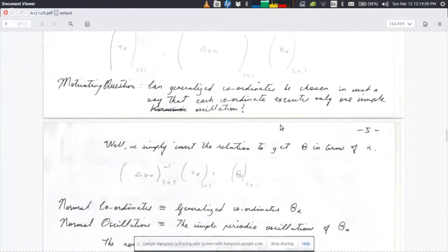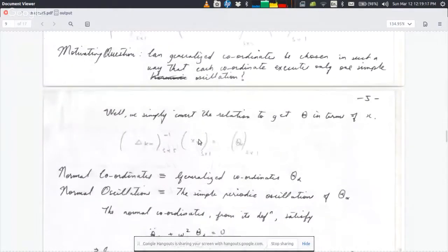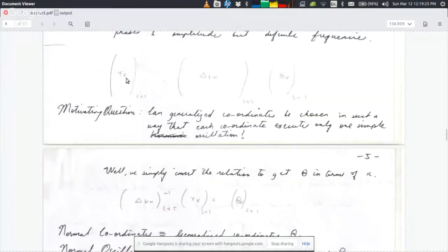So now what we want to do, as physicists and as Landau does things, is make it simpler. So the question you ask is, can you find a coordinate transformation such that every degree of freedom executes only one motion? Okay. So what we are really saying is that you already knew xk, and we have this equation delta k alpha inverse xk is equal to theta alpha. This basically follows from the earlier equation xk is equal to delta k alpha into theta alpha.